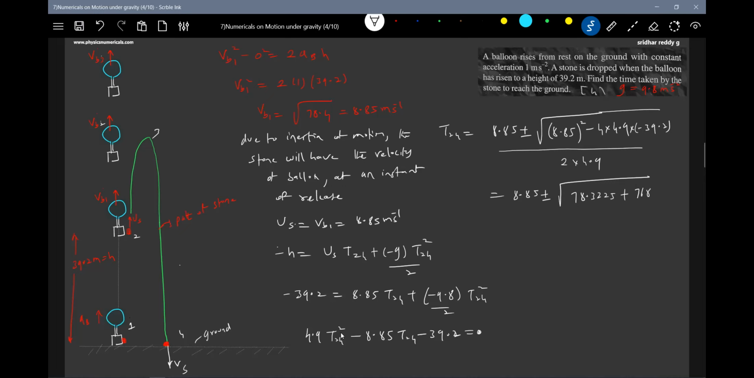That is 768.32, divided by 9.8. 768.32 plus 78.3225 gives 846.6425. I'm using the calculator. The square root I'll get is about 29.1.